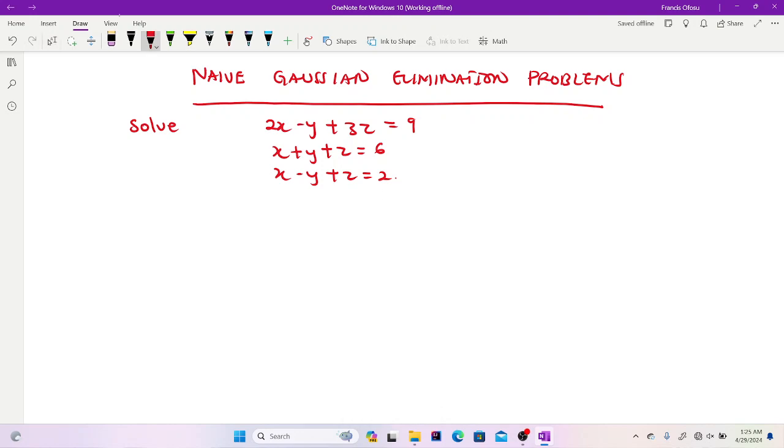Welcome back to this section of our systems of equation problems. In this tutorial, I'm going to take you through naive Gaussian elimination problems specifically. To solve 2x minus y plus 3z equals 9, x plus y plus z equals 6, x minus y plus z is equal to 2.